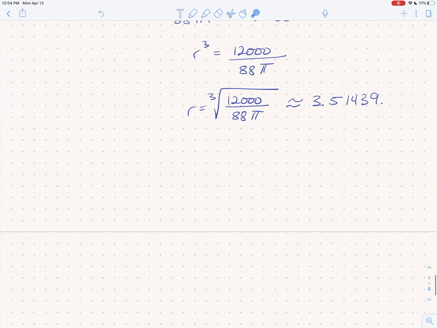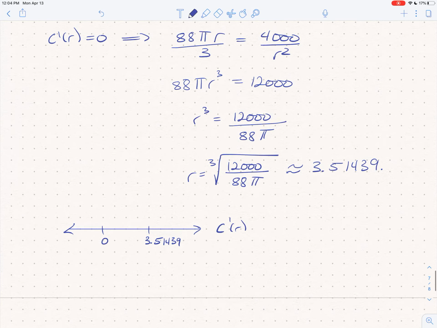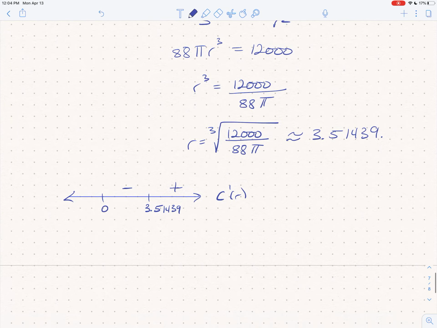Well, we're just going to make a quick number line. Whoops, get to my pen here. We're going to make a quick number line. The number line is for the derivative. So this is for c prime of r. We know we have to be bigger than 0. Here's our 3.5, roughly, whatever. And I just want you to plug in something bigger than 3.5 into c prime. You'll need to use a calculator, and when you do that, you're going to get a positive. And when you come over here on the other side between 0 and 3.5, you're going to get a negative.